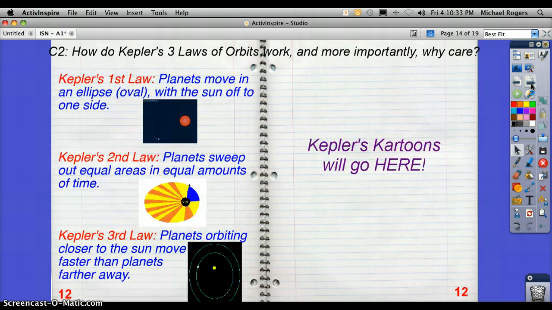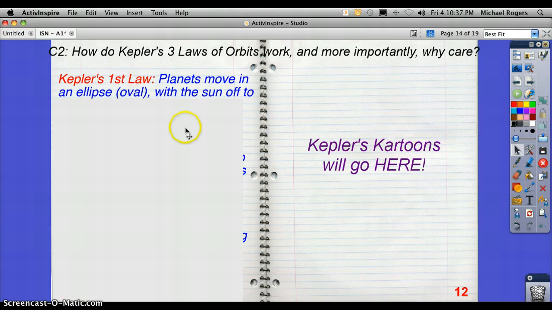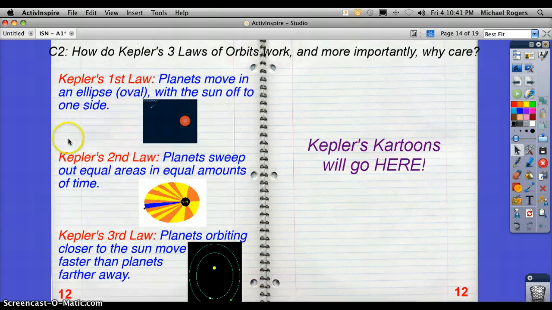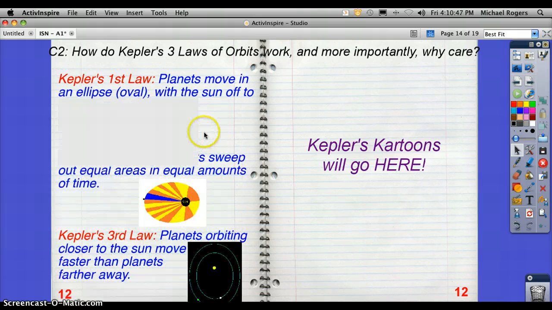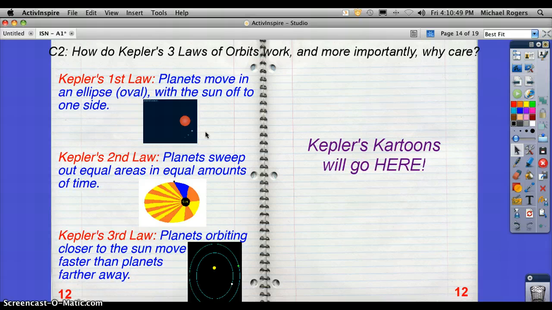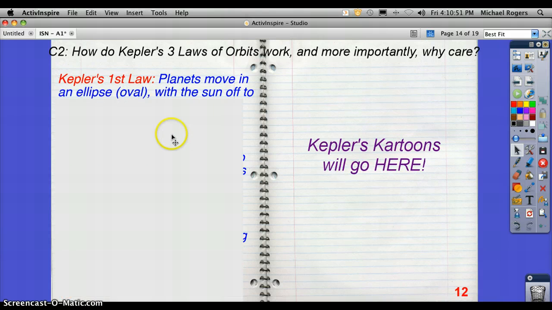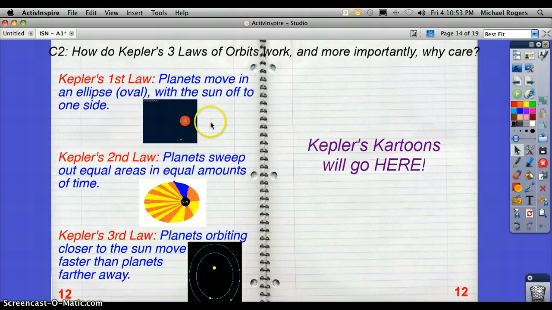And more importantly then are Kepler's 3 laws, which do end up having quite a big impact on us. And you can see I've got little animations here to kind of go with them. Kepler's first law, planets move in an ellipse, which is just fancy for an oval shape, with the sun off to one side. And you can see that in this animation here. So the real key things here are 2 things. It's not a circle, it's an oval. And the sun's not directly in the middle, it's off to one side.